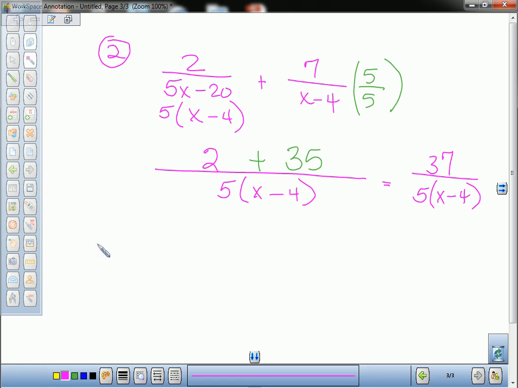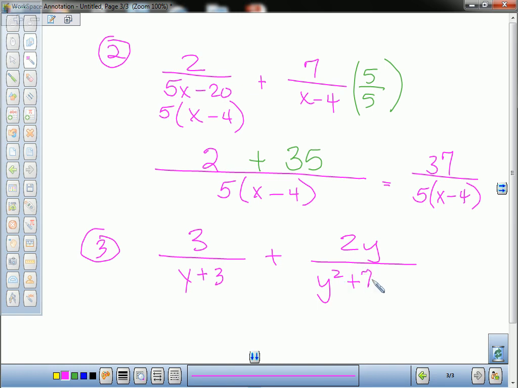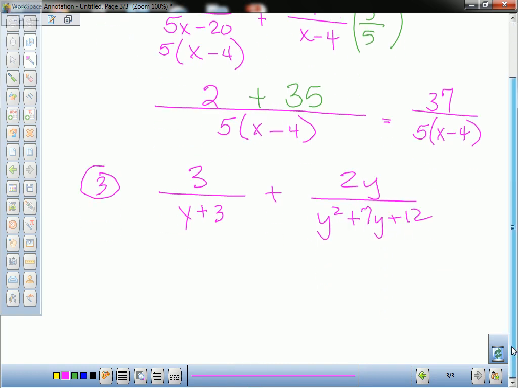Okay, then I get a little more interesting. 3 over y plus 3 plus 2y over y squared plus 7y plus 12. We do need to factor. Now, does the denominator of the first expression factor? No. But the denominator of the second expression does factor. So go ahead and factor it.